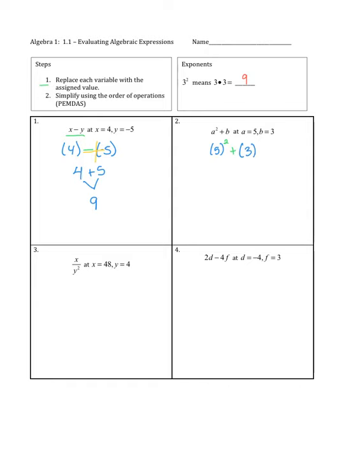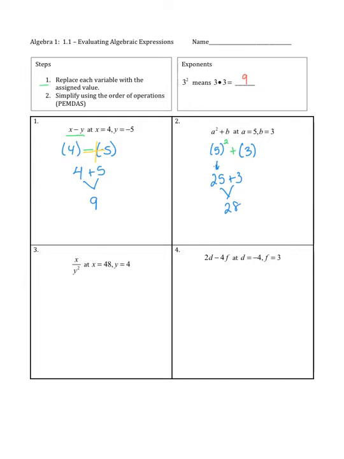See, my original expression parts are in green. My replaced values are in blue. 5 squared is 5 times 5. That's 25. Plus 3 is 28. Okay, now, we're throwing in a fraction. Don't let fractions fool you, okay? Fractions are big bullies. They think they're all that. They're not. Don't let them bully you.